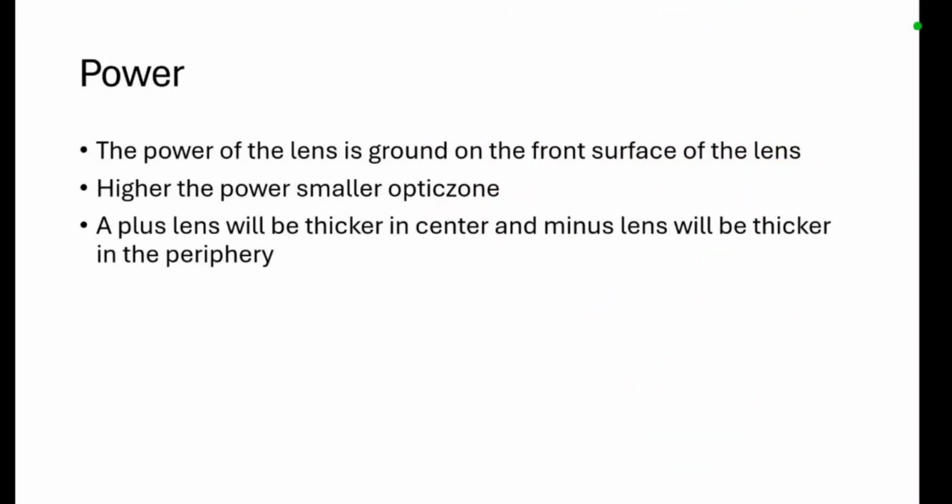Power of the lens is ground on the front surface of the lens. The higher the power, the smaller the optic zone. The plus lens will be thicker in the center. The minus lens will be thicker in the periphery. As you all know, in spectacle lenses it is also the same.